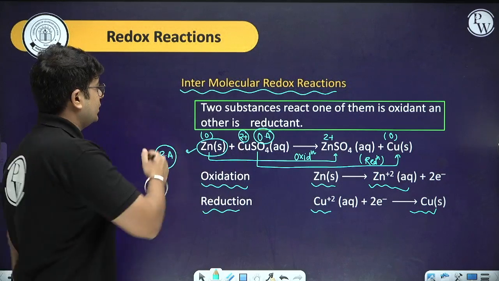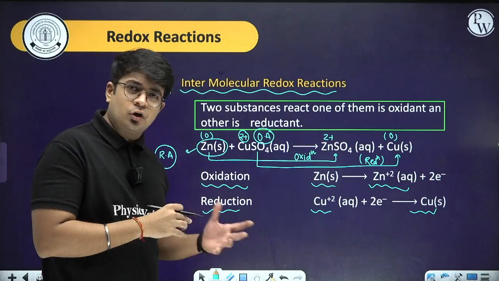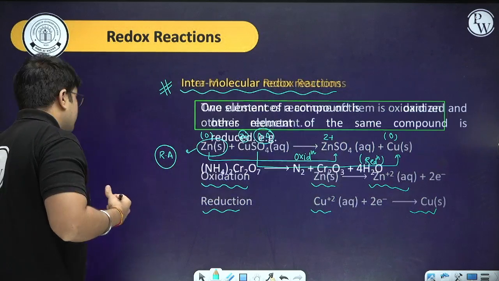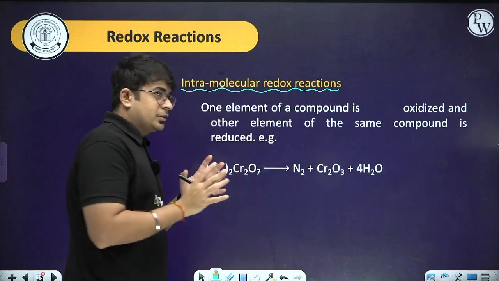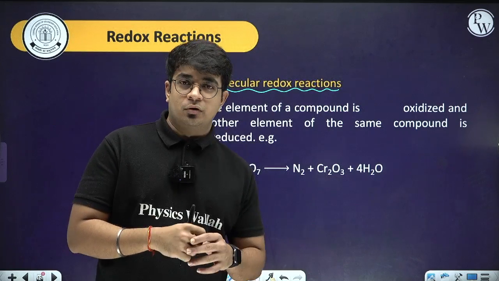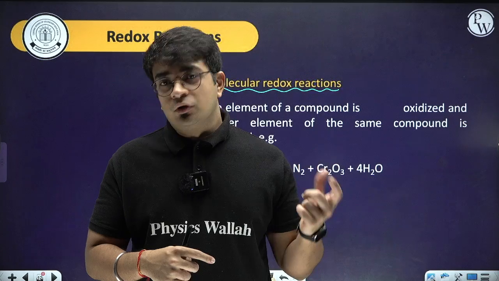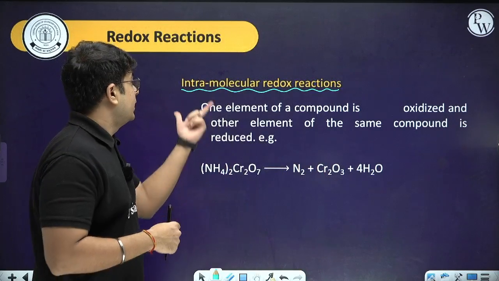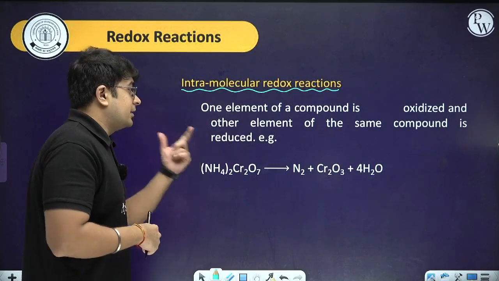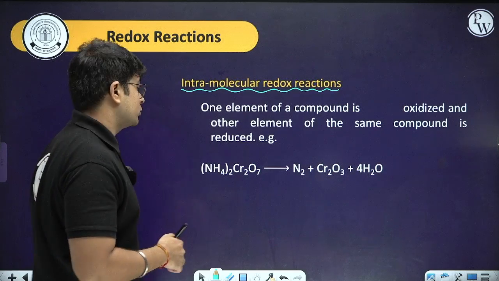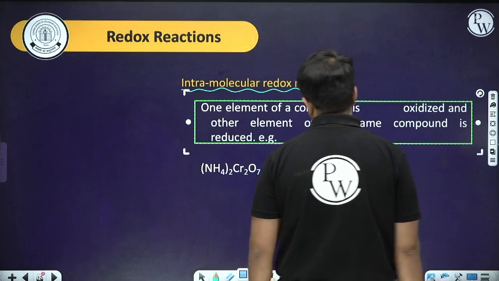So this part is basically your intermolecular redox reaction, and most of the reactions are intermolecular redox reactions only. Now the next part is intramolecular redox reactions, those reactions in which the elements present in the same compound oxidize and reduce themselves. So one element of a compound is oxidized and another element of the same compound is reduced. These types of reactions are pretty interesting.